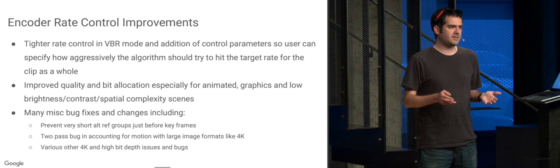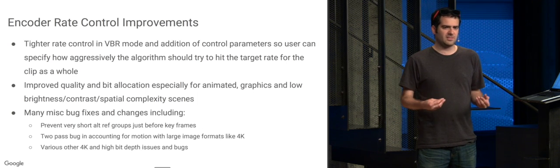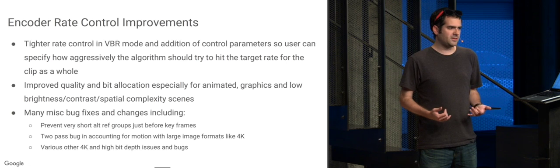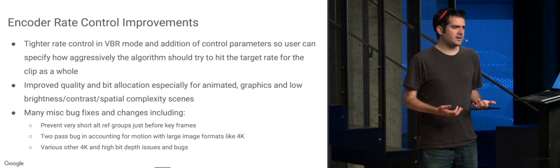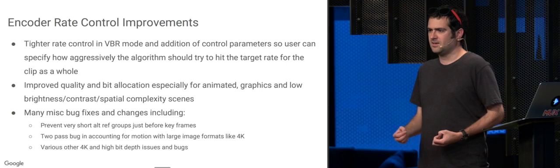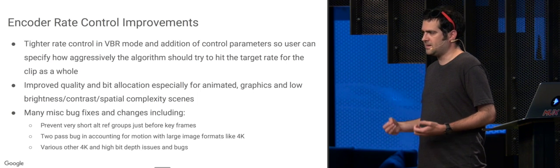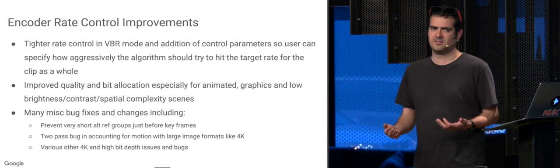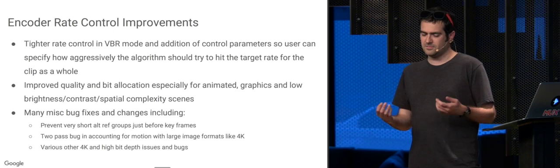We fixed 2-pass accounting for motion in large formats like 4K, where things would just overflow, and various issues with high bit depth, where we're making sure there aren't any overflows and fixing weird corner cases that don't pop up in 8-bit, which is where most of the content is normally served.